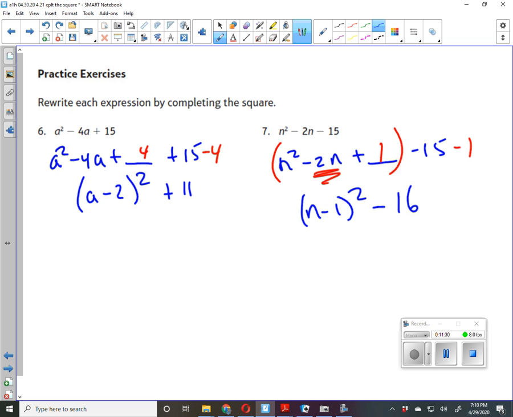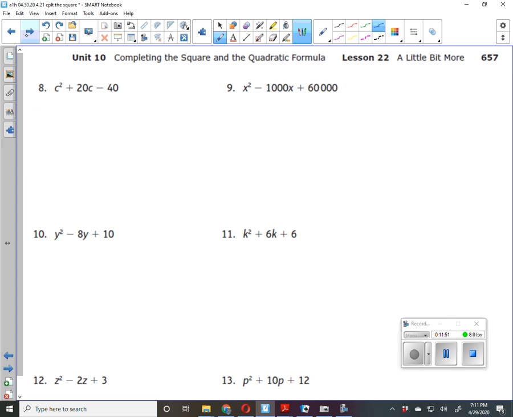And hopefully this is beginning to make a little bit of sense, and you're beginning to see how completing the square will lead to a vertex form. Trust me, we're going to do this over a couple of days. A couple more problems, and then we'll call it quits. All right, so let's work 10.